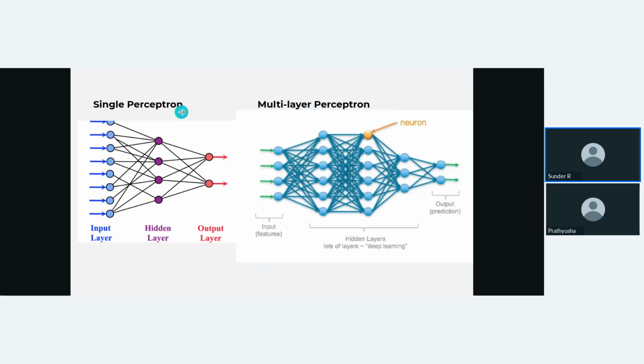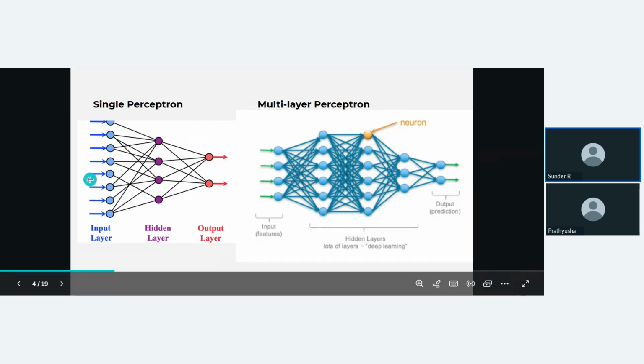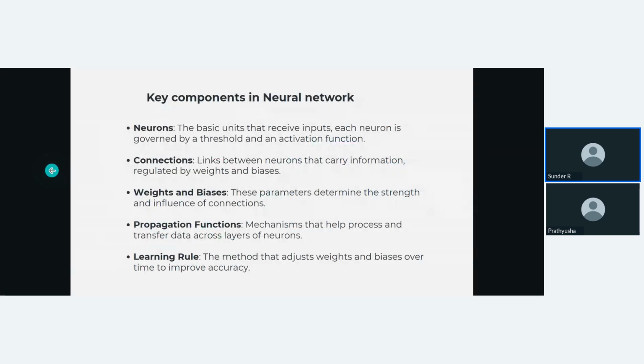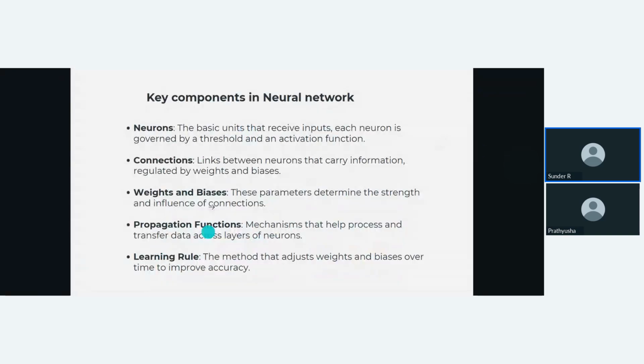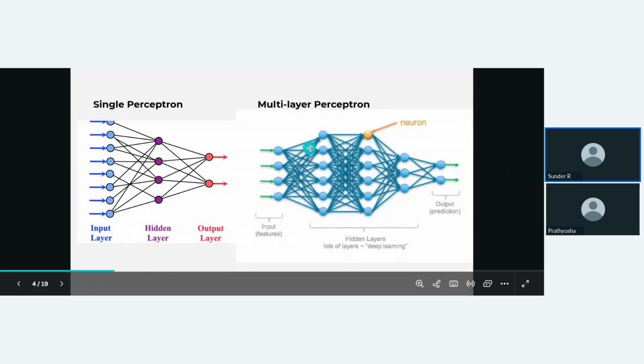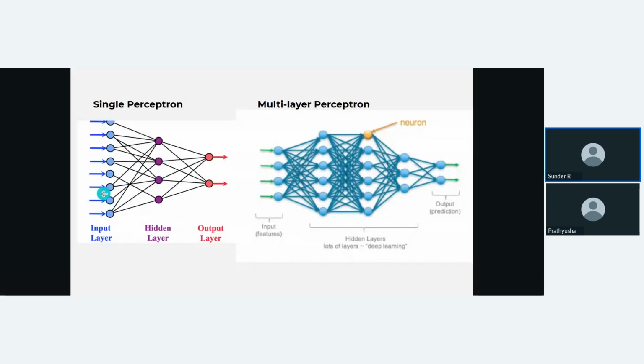Now, next comes the single perceptron and then multi-perceptron. So what is the single perceptron? First understand this neural network. Mainly, deep learning will have an input layer, hidden layer, and then output layer, right? If you have one input layer, one hidden layer, and then an output layer, you can consider that as a single perceptron. But what if you have multiple layers?